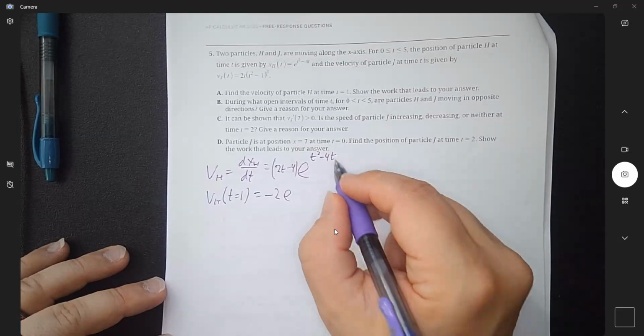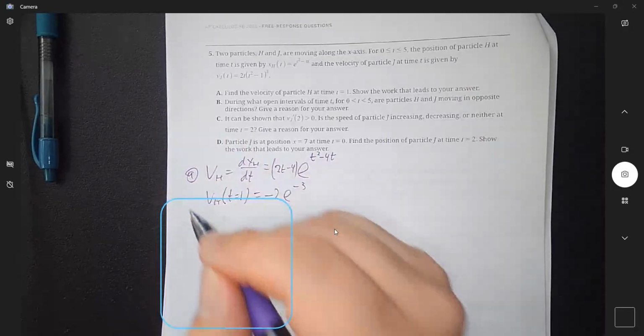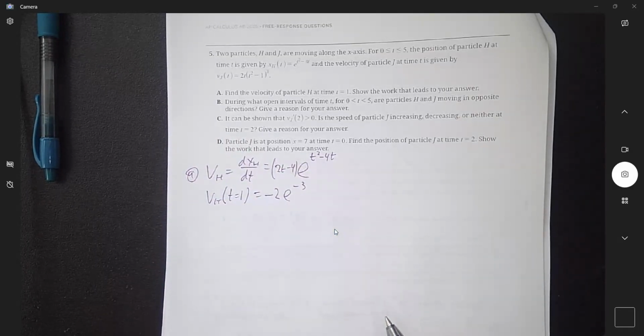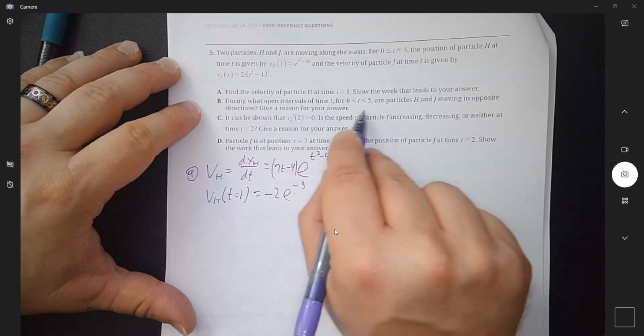1 squared minus 4 is -3. All right, I'm leaving it that way. That was part A. All right. During what open intervals are particles H and J moving in opposite directions? Give a reason for your answer.